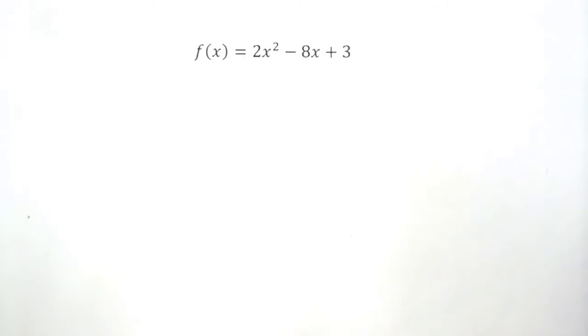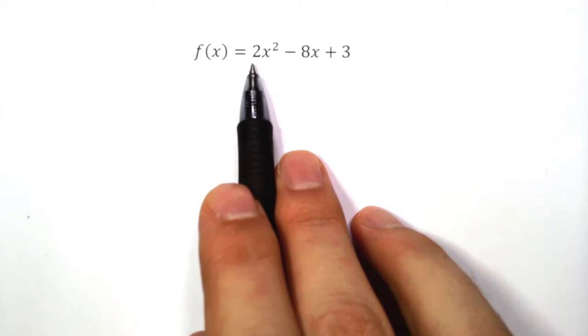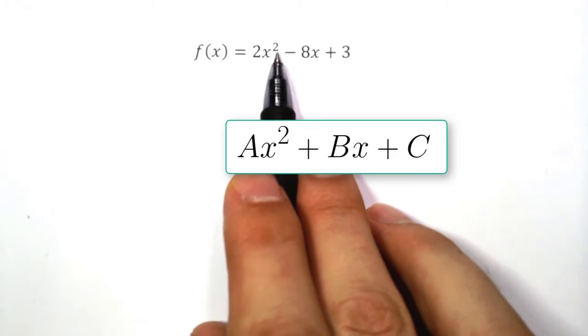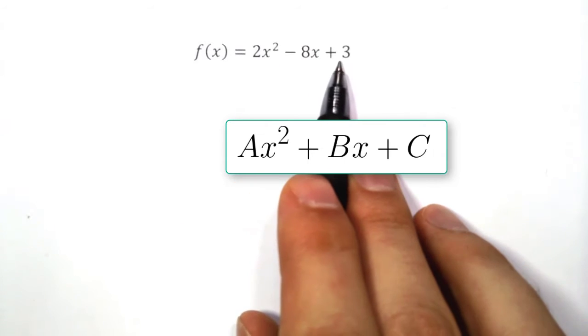All right, so here's our function, and we're going to apply the method of completing the square to write this quadratic function in standard form. Now, the first thing you're going to want to do is make sure your function is written like this. If you have a quadratic function, you can always write it so that it's a number times x squared plus a number times x plus a number, right? So you're going to want to put it into that form.